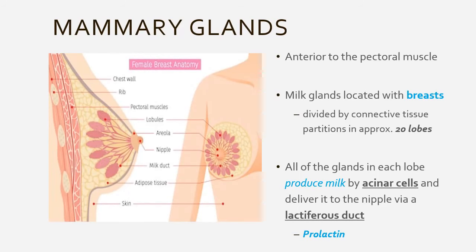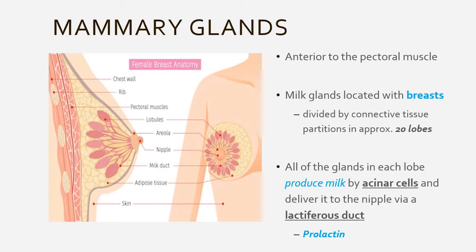Another organ of the reproductive system are the mammary glands. The mammary glands are found in the breast, which is anterior to the pectoral muscle. Milk glands are located within the breasts. The breasts are divided by connective tissue partitions in approximately 20 lobules. All of the glands in each lobe produce milk by acinar cells.